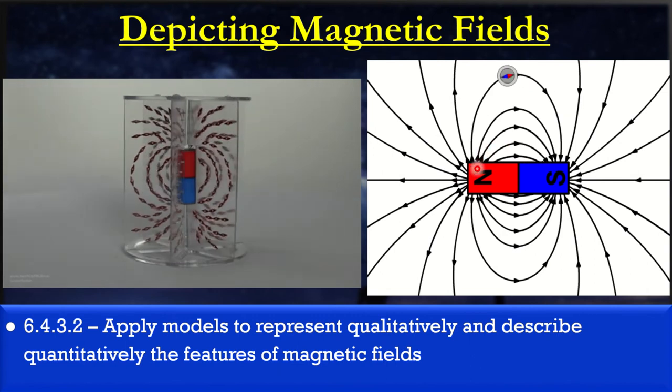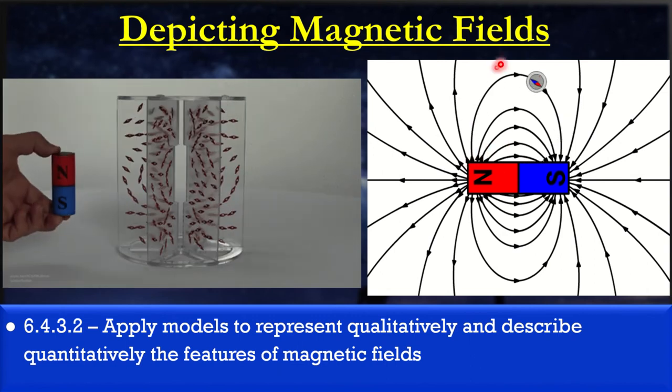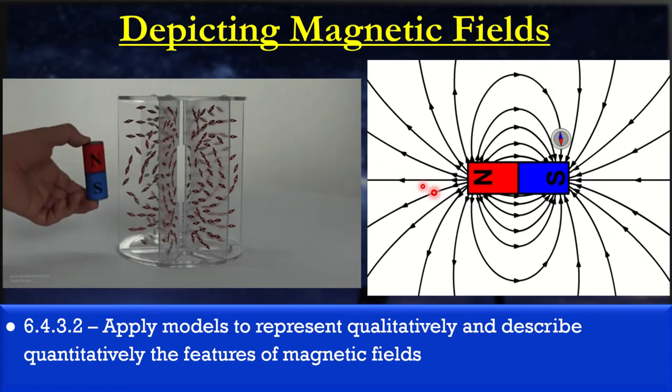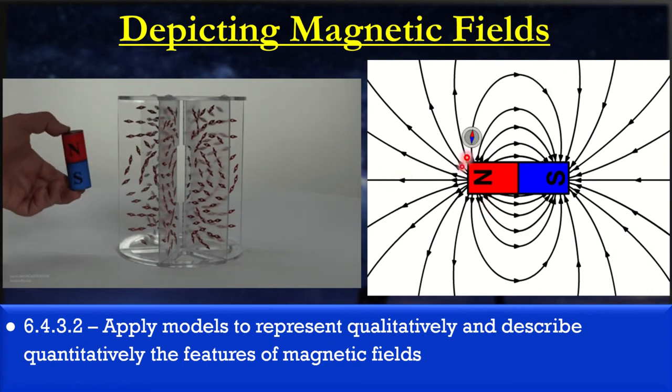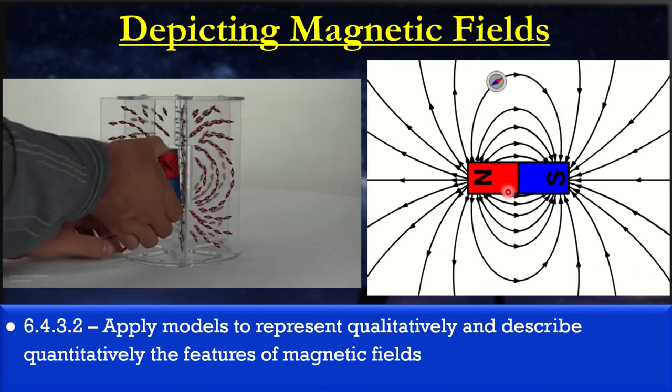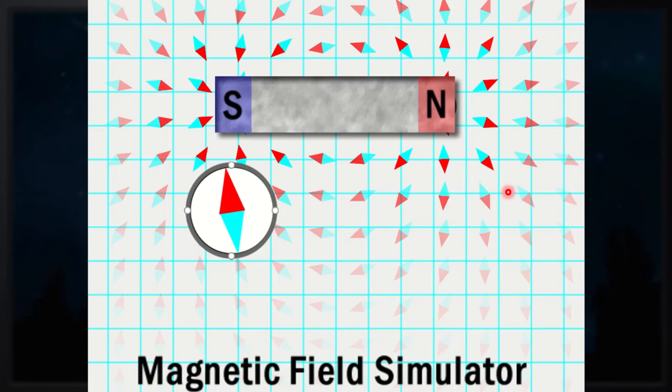In the sense that with magnetic fields, it always goes from north to south, so keep that in mind. And the idea is very similar: the closer you are to where the actual magnet is, the stronger the magnetic force will be as well. So what we can probably show is a magnetic field simulator that represents the strength of the magnetic field.